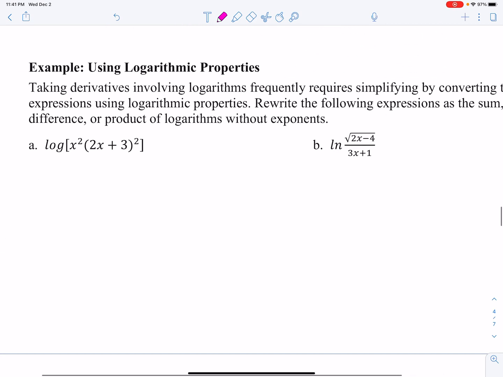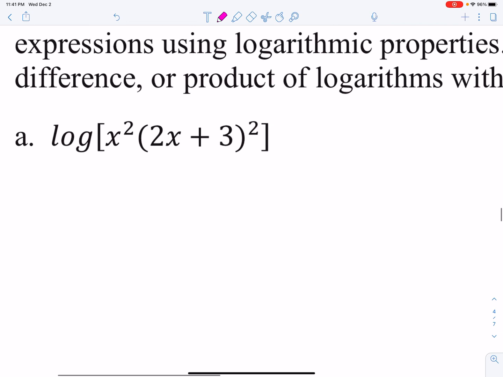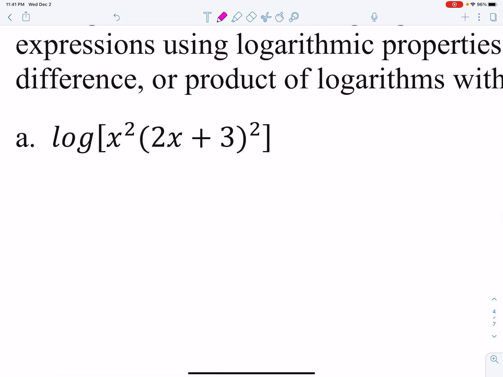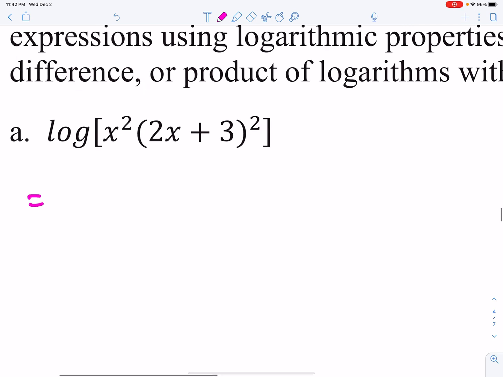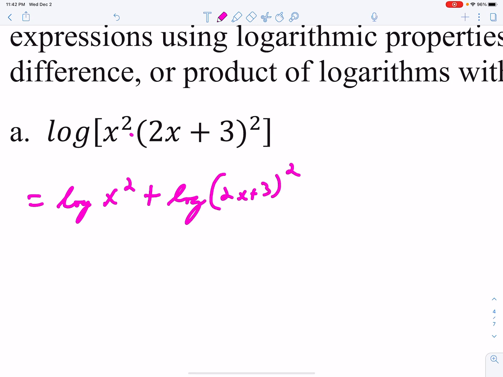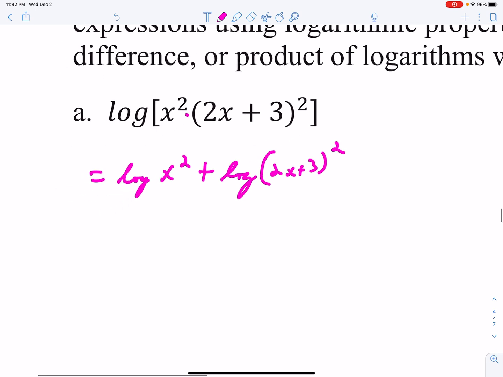Okay, next thing, logarithmic properties. I believe we covered that in this class before. You definitely got to know your log rules, especially if you're going into pre-calc or calculus or anything beyond this class. So remember, when you're multiplying, you expand it out with addition. Okay, so this will be log of x squared plus, because right there's the multiplication, plus log of 2x plus 3 squared. Okay, and then we have another rule of logarithms that allows us to take these exponents and bring them out to the front as multiplication.